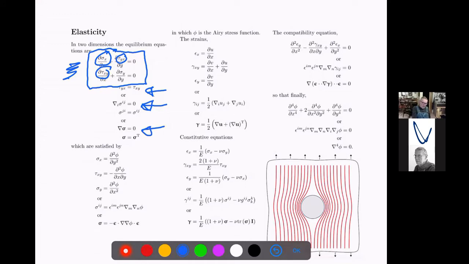So all these equations here are saying the same thing. And then those of you who know a little bit about elasticity will know that in 2 dimensions, you can satisfy those equations by introducing phi, which is the area stress function. And again, you can write that down in different ways.